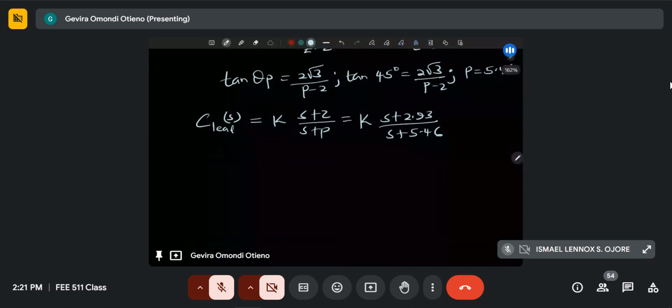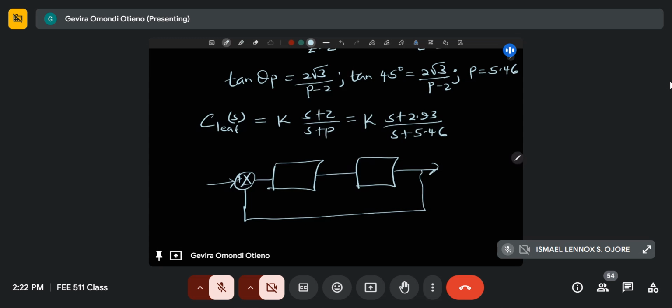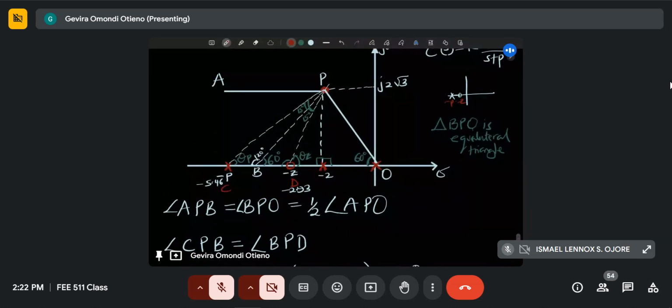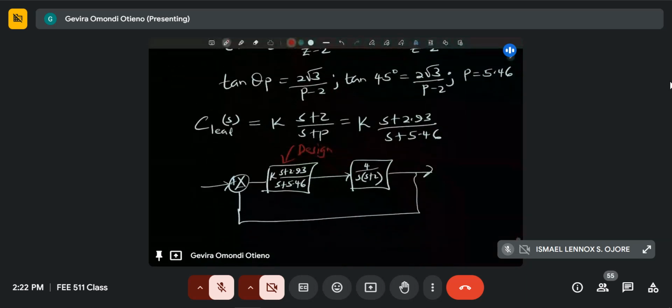Okay. In a nutshell, what we have done in our design is this. Basically, this was the plant. I think it was 4 over S into S plus 2, if I remember. And then our controller now should be K times S plus 2.93 over S plus 5.46. So basically, this is our design, to make sure that we meet the specifications that were asked for, where the undamped natural frequency and the damping coefficient were provided. Because I don't have the question here, this is how you are expected to design this.